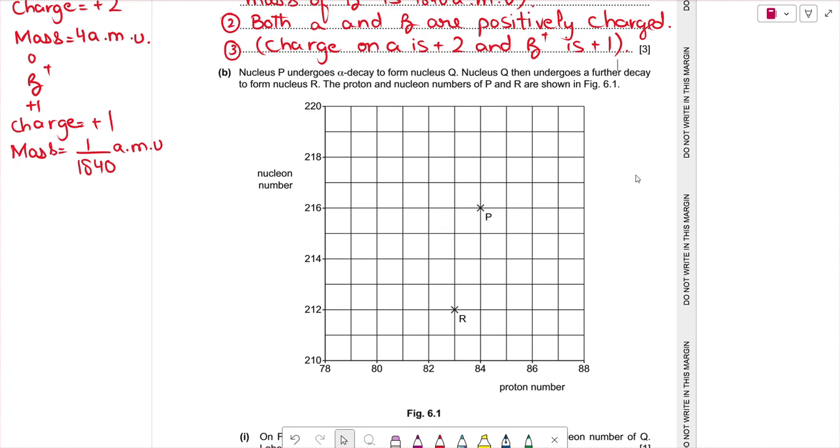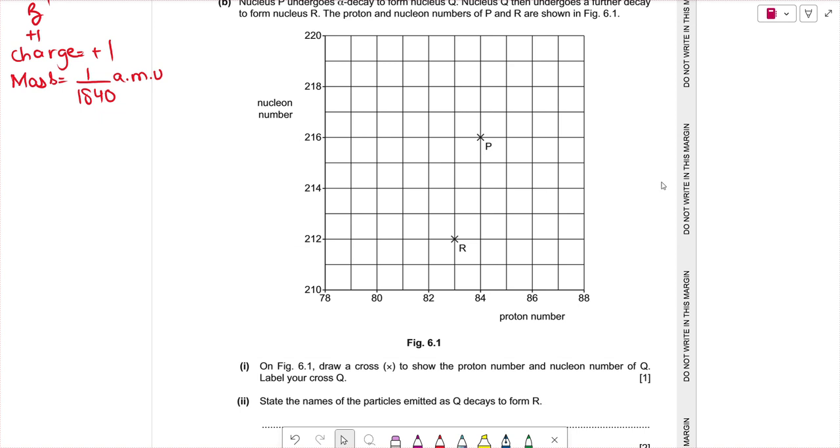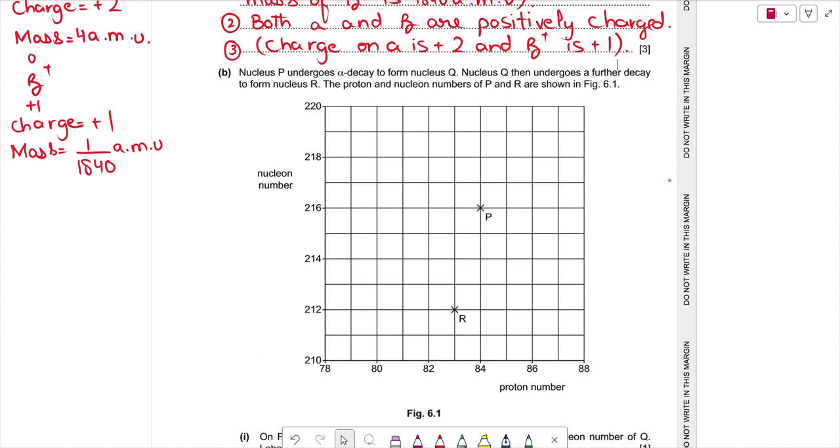Nucleus P undergoes alpha decay to form nucleus Q. Nucleus Q then undergoes a further decay to form nucleus R. The proton and nucleon numbers of P and R are shown in figure 6.1. On figure 6.1, draw a cross to show the proton number and the nucleon number of Q. Label your cross Q. So P undergoes alpha decay to form Q.